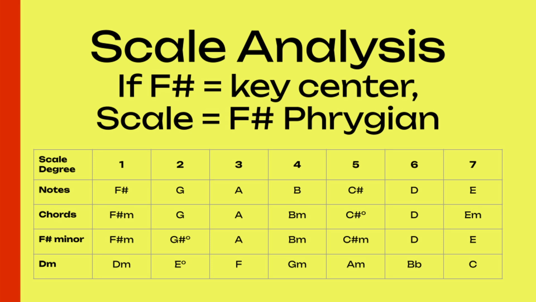F sharp minor differs from F sharp Phrygian in a couple places. In the degrees of the 2nd, or the G, the 5th, and the 7th. There's a secret chord lying around here somewhere.